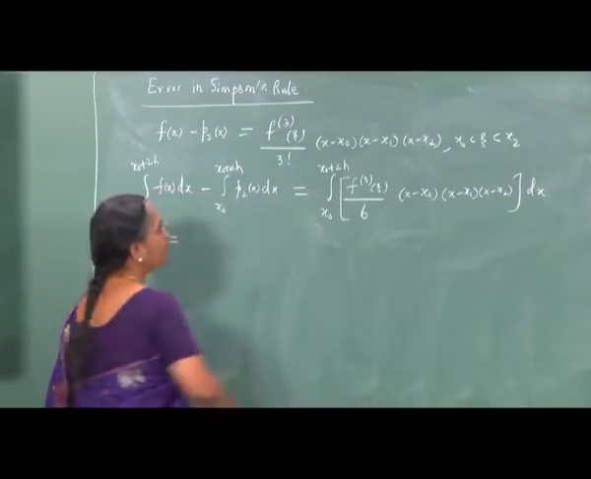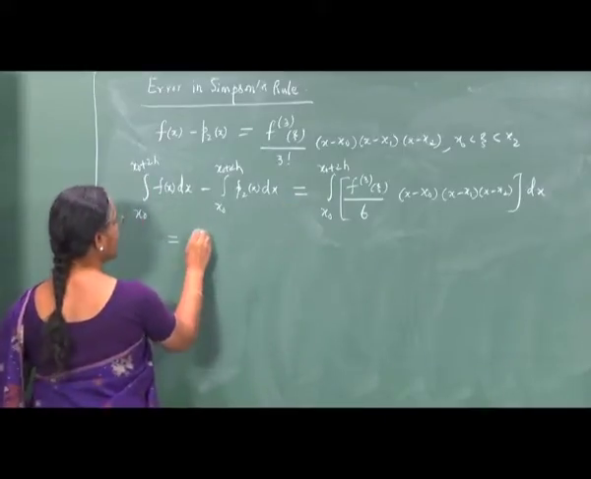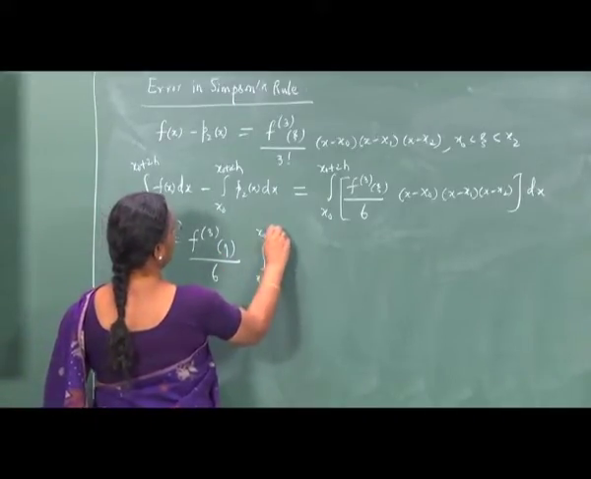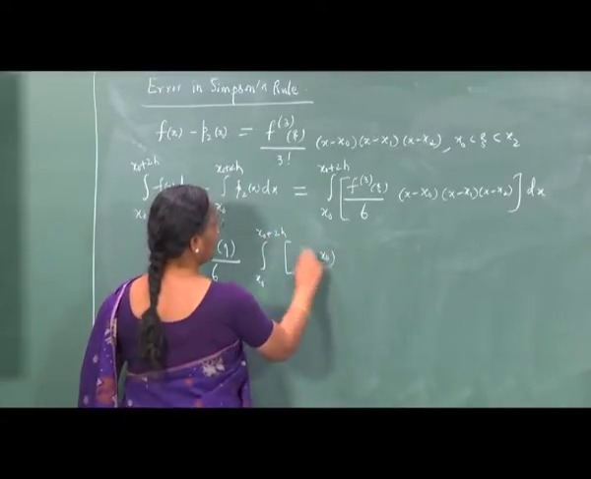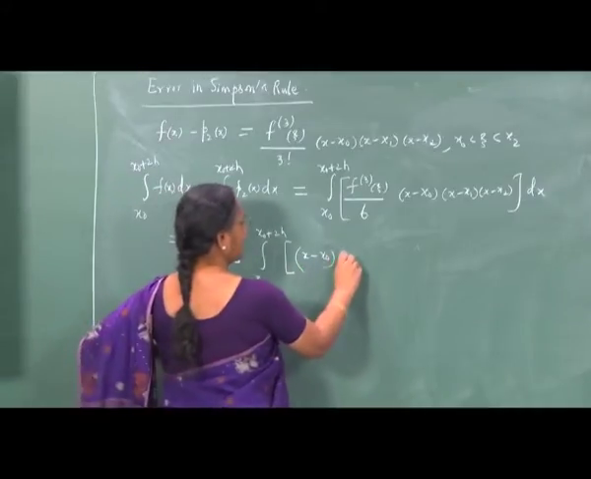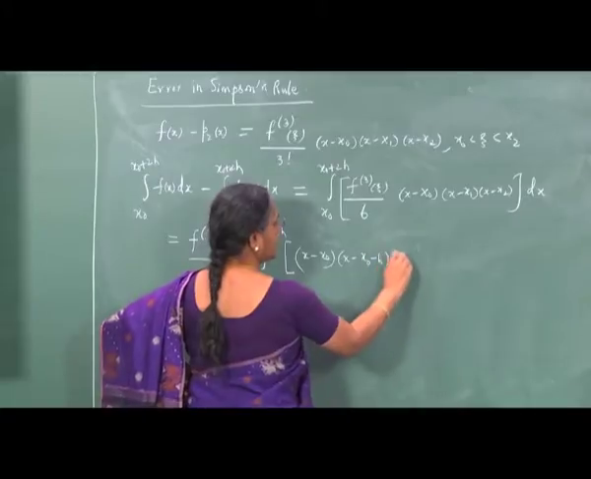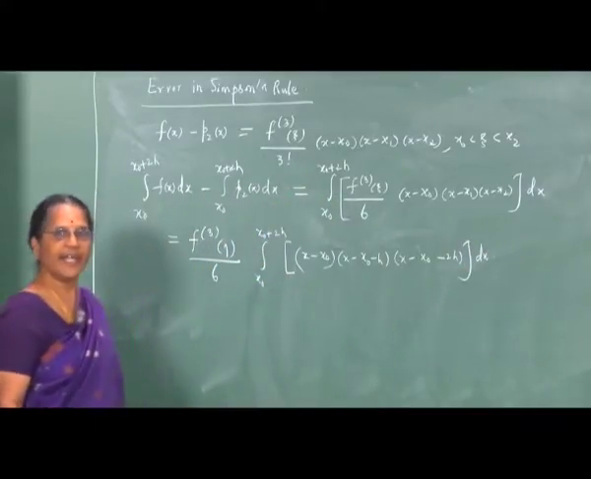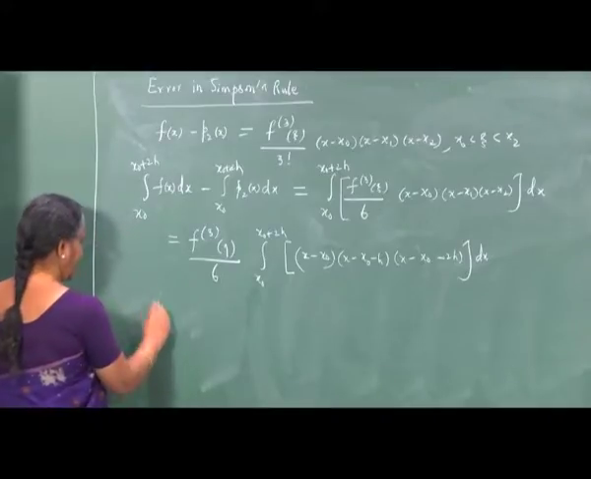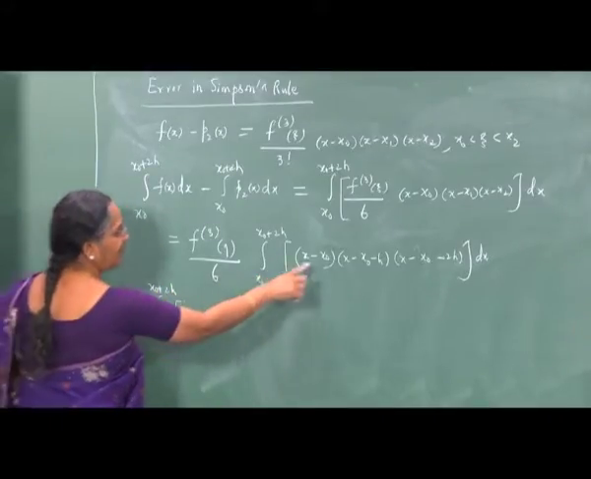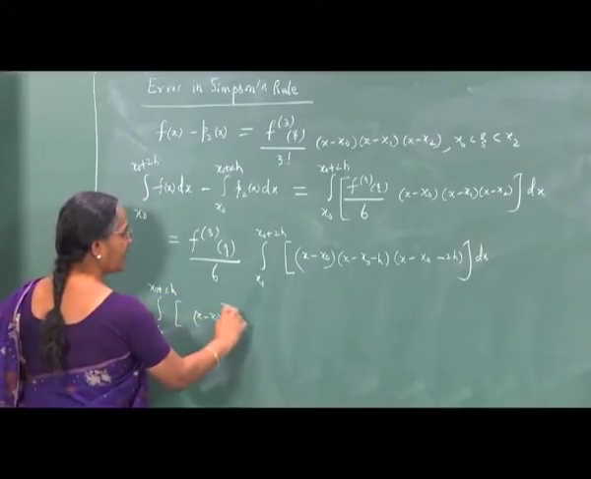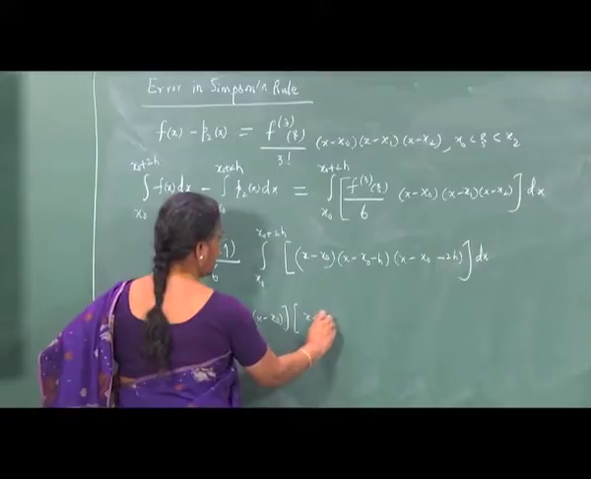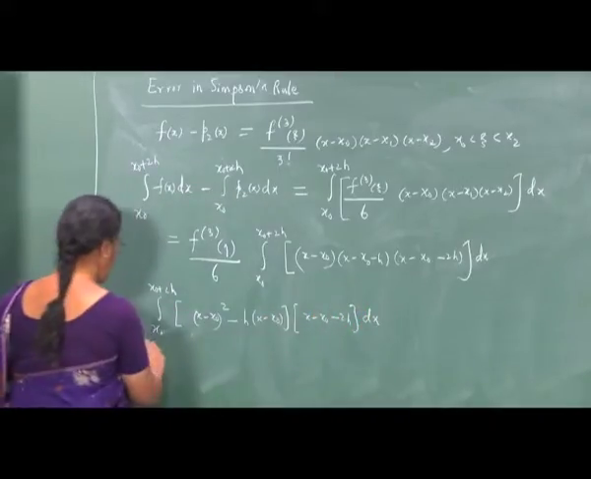So again, by using the mean value theorem for integrals, we have the third derivative at some eta by 6 into the integral from x0 to x0 plus 2h. I use the fact that the points are equally spaced. So it is (x minus x0)(x minus x0 minus h)(x minus x0 minus 2h), and this must be integrated with respect to x. So let us consider the integral from x0 to x0 plus 2h. Then this will give you (x minus x0) the whole squared minus h into (x minus x0), and that must be multiplied by (x minus x0 minus 2h) and integrated with respect to x.